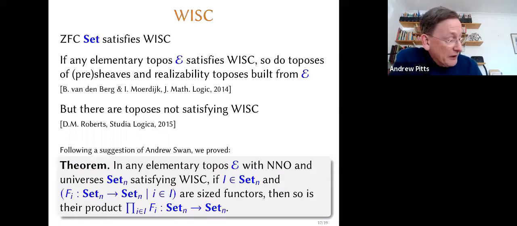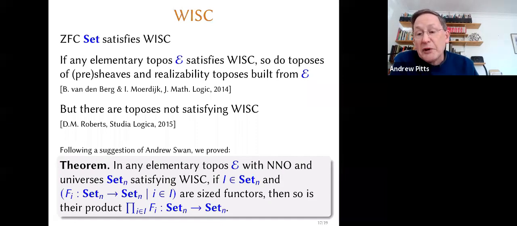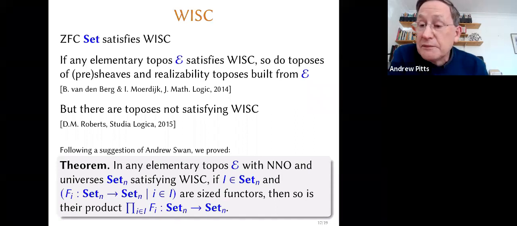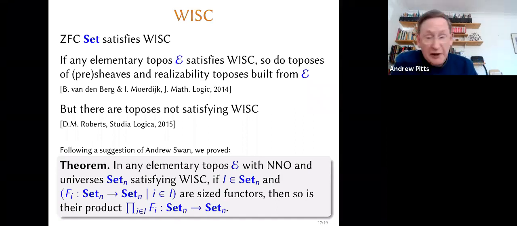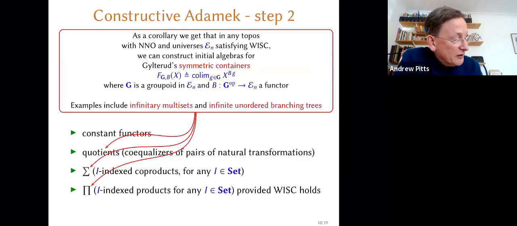And the theorem that we prove is that you can use it. So if you've got a family of sized endofunctors on some universe in an elementary topos satisfying whisk, and you take their product, then you can use this whisk principle to prove that that is again another sized endofunctor. And therefore also that it has an initial algebra.